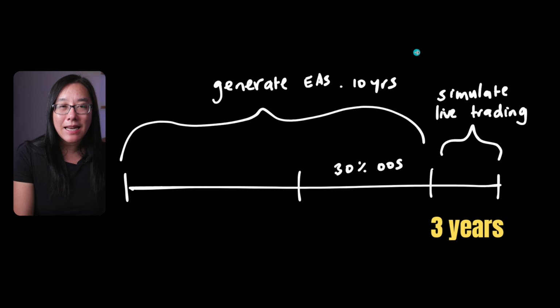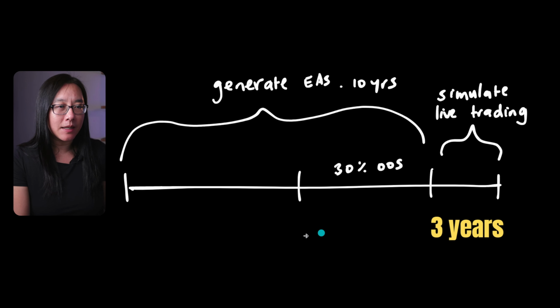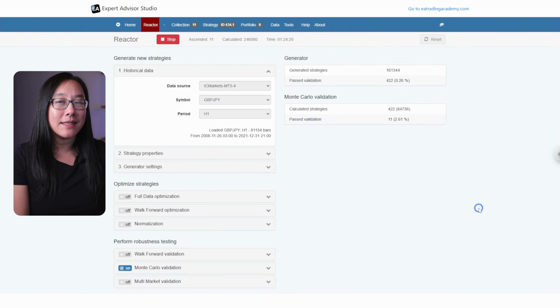All up, I need about 13 years of data. So 10 years to generate the expert advisor and 3 years to simulate live trading. I want to see if an edge can last 3 years. Here you can see one of my tests that I am running right now.